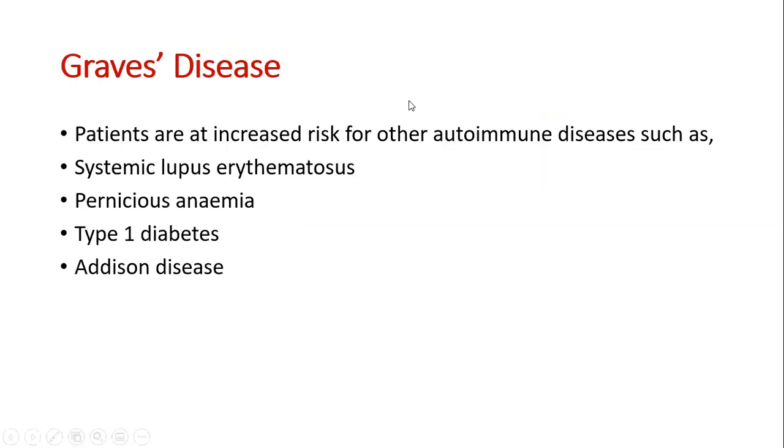Patients with Graves' disease, an autoimmune disease, are at increased risk of other autoimmune conditions. So they can have SLE, pernicious anemia, type 1 diabetes mellitus, or Addison's disease. What is Addison's disease? Anyone? What is Addison's disease?